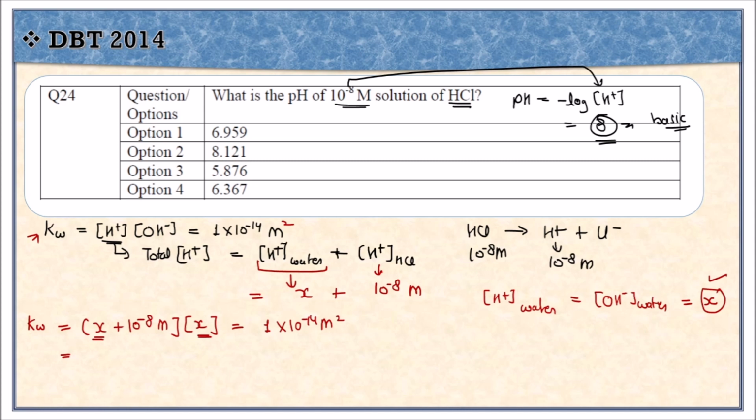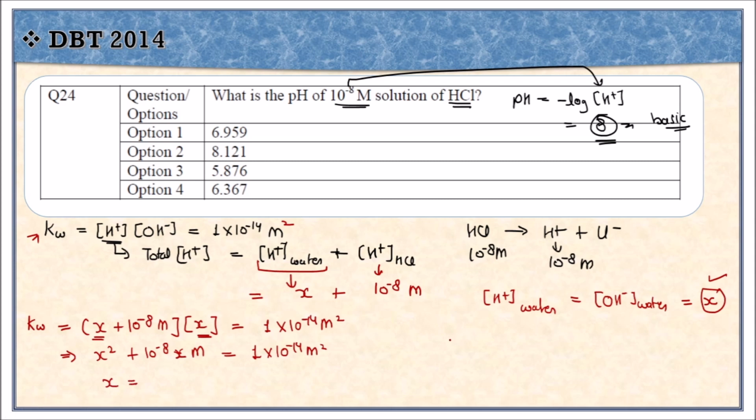Okay, so this will be x into (x square plus 10 to the power minus 8 molar x), okay, equals to 1 into 10 to the power minus 14 molar square. And you know how to solve the quadratic equation. So by solving this equation we can determine the value of x.